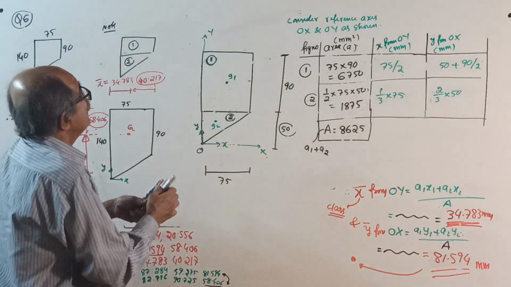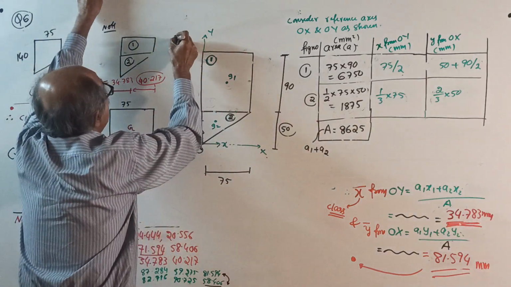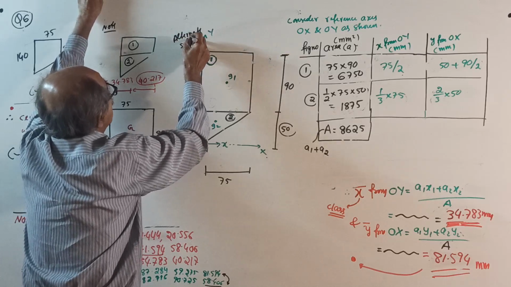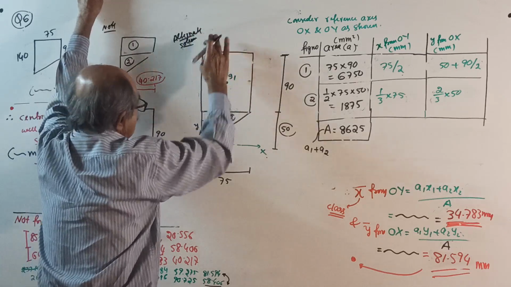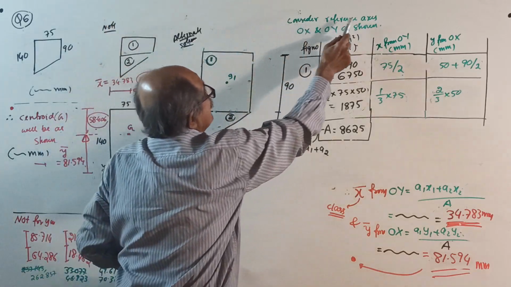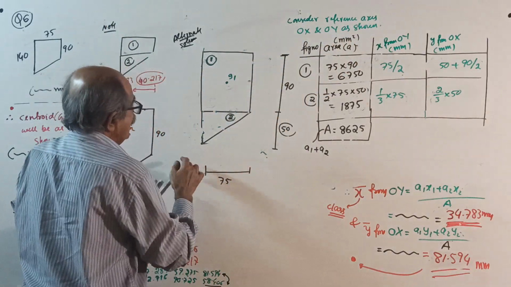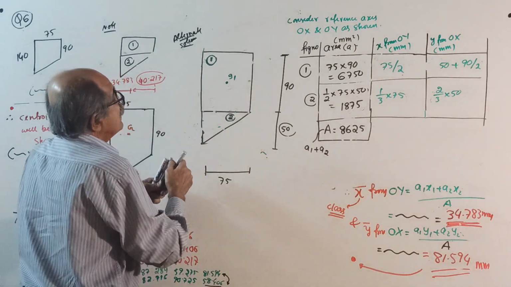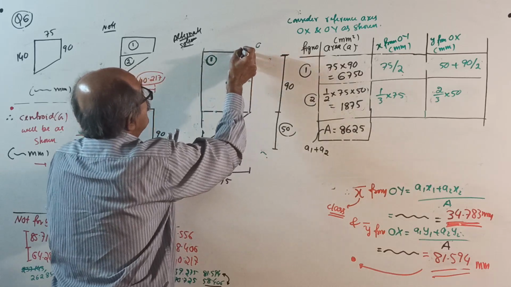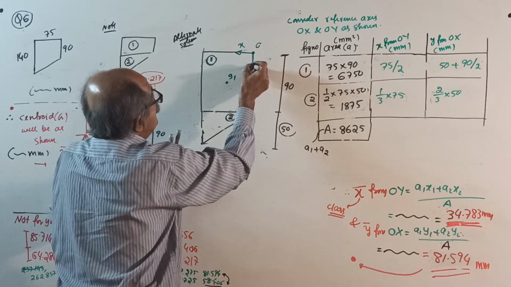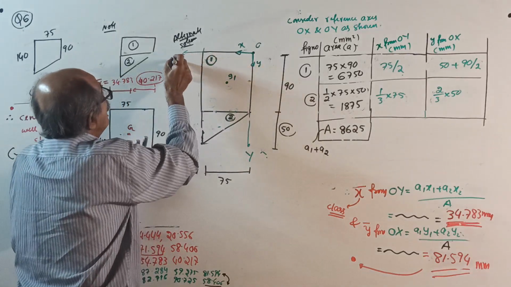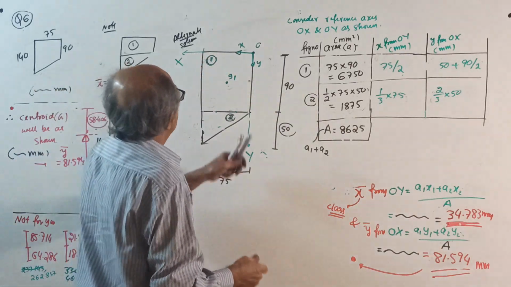Over. Now, lastly, the alternate solution. This is the last time I am doing it. Consider reference axis as shown. You can make a note there. This time we will take the right and top extreme edge as O. So this will be your X, this will be your Y. This is your OY axis, this is your OX axis. Figure 1, figure 2 same.